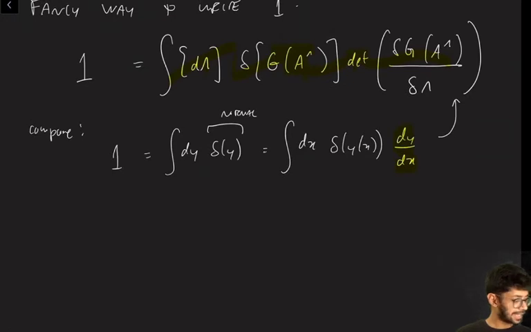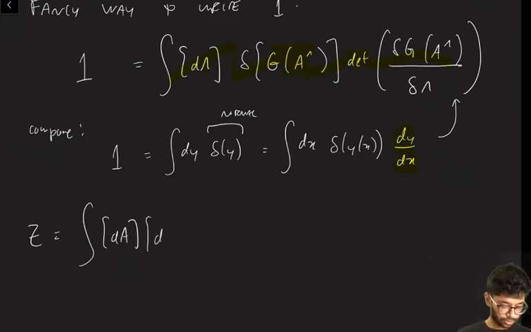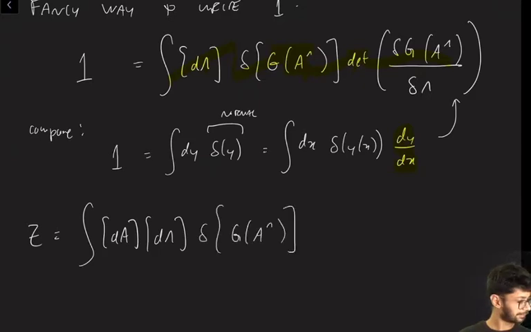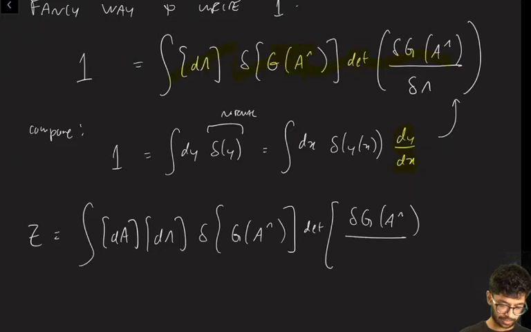And now let's insert 1 into the functional integral in this fancy way. So what do we have then? Well, the partition function always had an integral dA. It now also has an integral d lambda times delta g of A lambda times the functional determinant, delta g A lambda over delta lambda, times the normal action, e to the i S of A, where S of A here is just the Maxwell action from above.